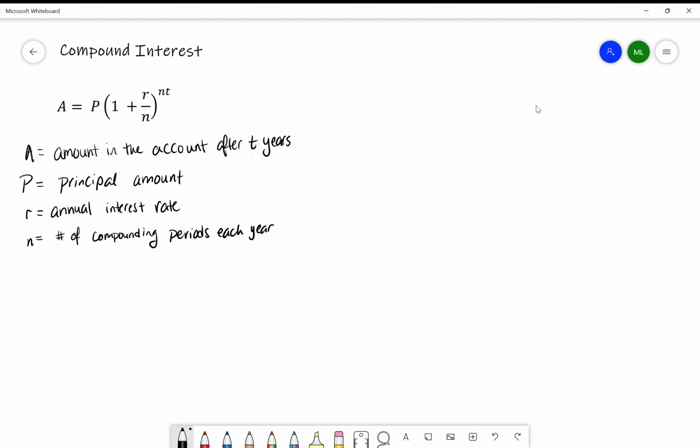And T, as we mentioned, is right up here. I'll go ahead and rewrite it. T is the number of years that we are using our compound interest formula for.